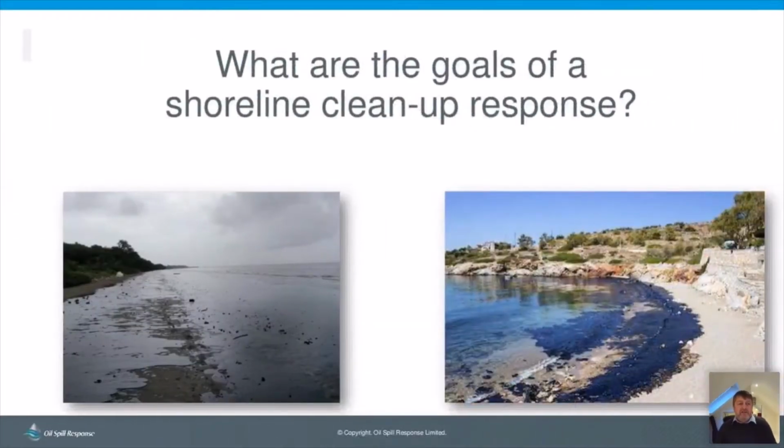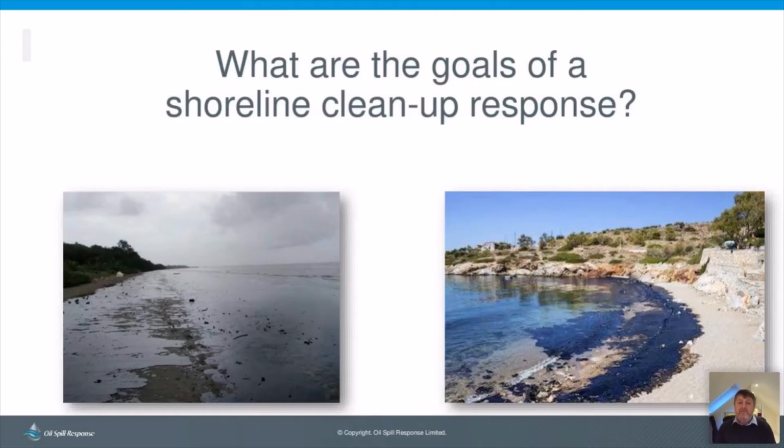So one of the things that the SCAT team will be doing, as Stefan mentioned, is carrying out these surveys, looking at different shoreline types. And by taking the information that the SCAT team provide, you can then prioritise your sites. You might prioritise some of them for protection. The chances are that with a reasonable size spill, you won't be able to protect your entire shoreline.